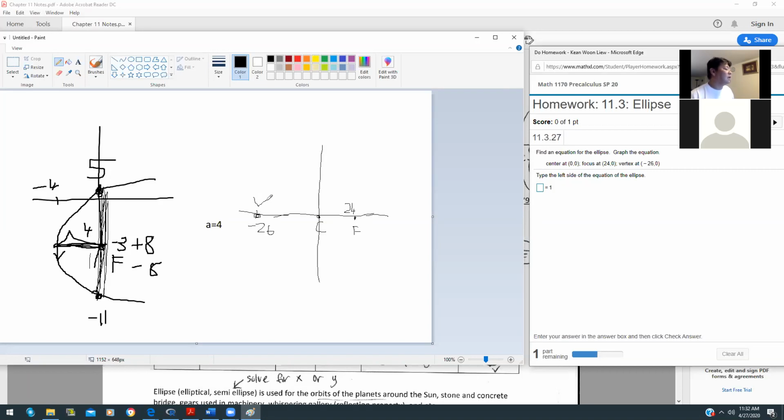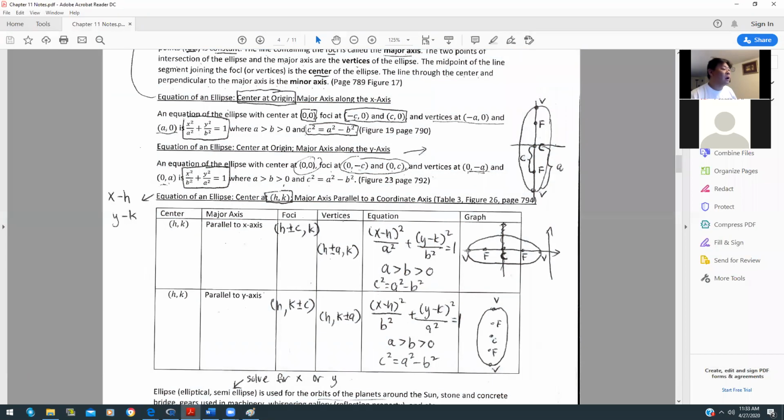The first thing you have to do here is figure out whether it is opening along the x-axis or the y-axis. As you know, your center, your focus, and your vertex are all on the x-axis, on the horizontal line. So this is going to be parallel to the x-axis. This is how we figure out this kind of question: draw a picture, sketch it, and figure out what it looks like.